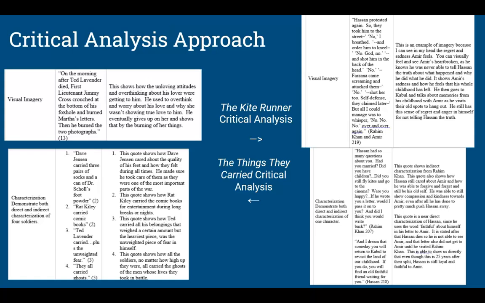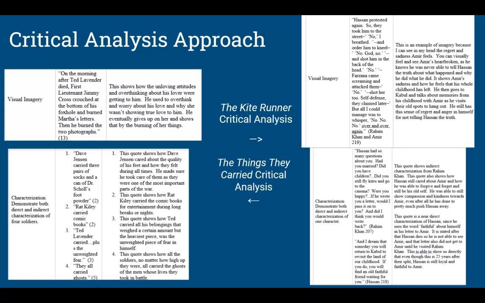Up next is the critical response approach. Once again, I used examples from the critical response on both The Things They Carried and The Kite Runner. I used the examples from visual imagery and characterization from both of the documents, since once again I believe that is where the most growth was shown.